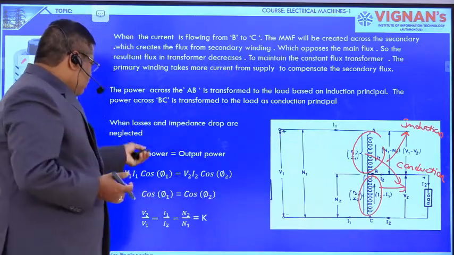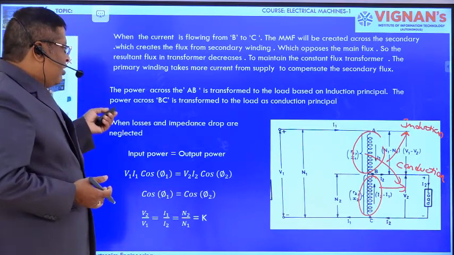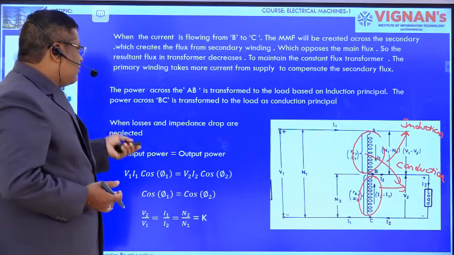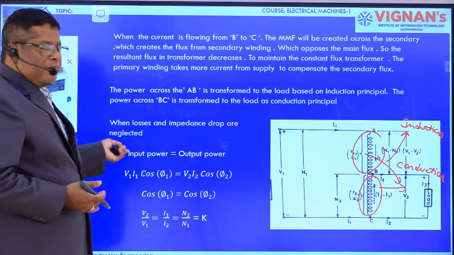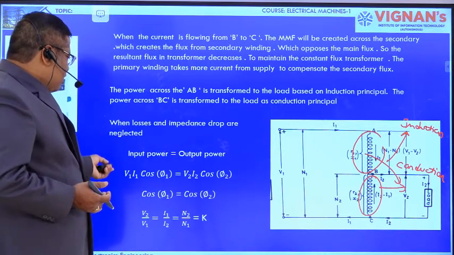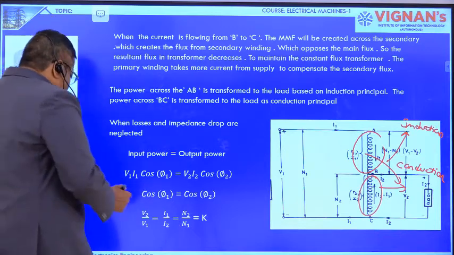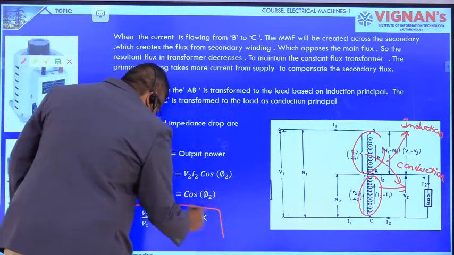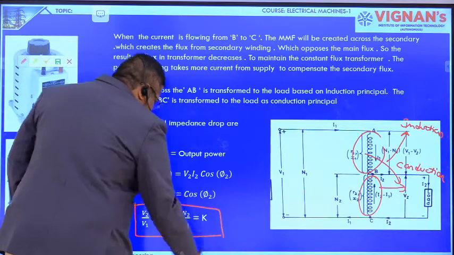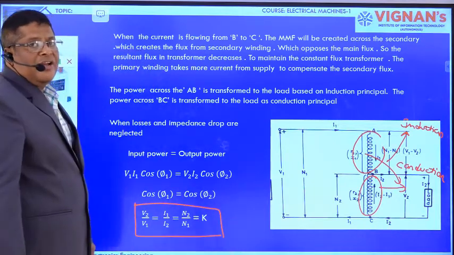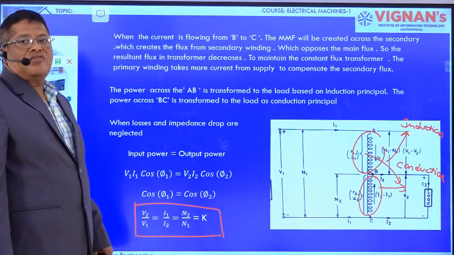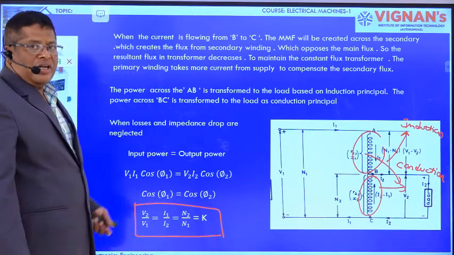Okay. Now here we have already seen this. If we neglect the losses as well as impedance in a transformer, the input power equals the output power, with cos phi 1 equal to cos phi 2. So finally we got the expression V2 by V1 equal to I1 by I2 equal to N2 by N1 equal to K, where K is nothing but the transformer ratio of an auto transformer.